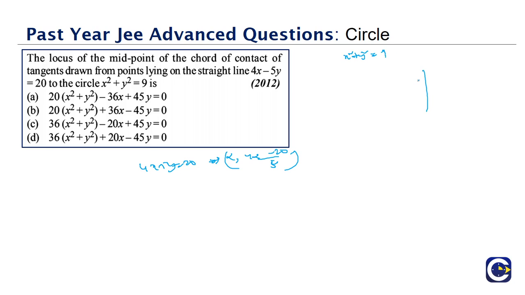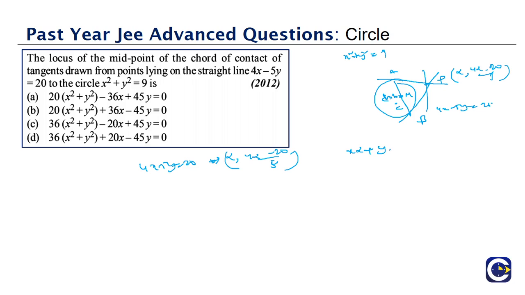The equation of the chord of contact to the circle x² + y² = 9: if I take a circle and a point P from which two tangents are drawn, and the chord of contact is AB with midpoint (h, k), and the center of the circle is C, and M is the midpoint, and P is (alpha, (4 alpha - 20)/5), which lies on the line 4x - 5y = 20. Using the formula xx1 + yy1 = r², if you substitute that here, x into alpha plus y into (4 alpha - 20)/5 is equal to 9.